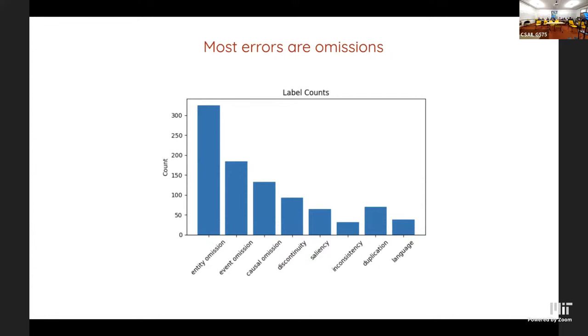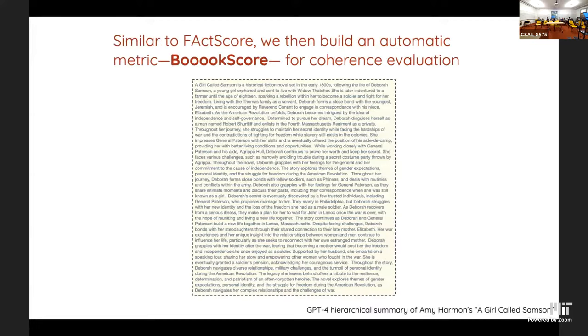And so we were interested in building an automatic metric to discover these things. Now that we know what the error distribution looks like for these summarizers, can we detect them automatically?